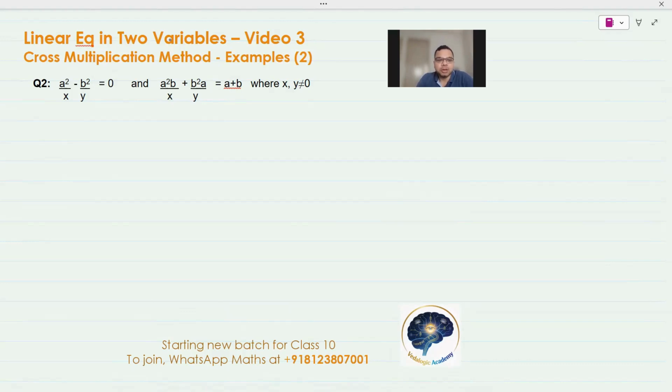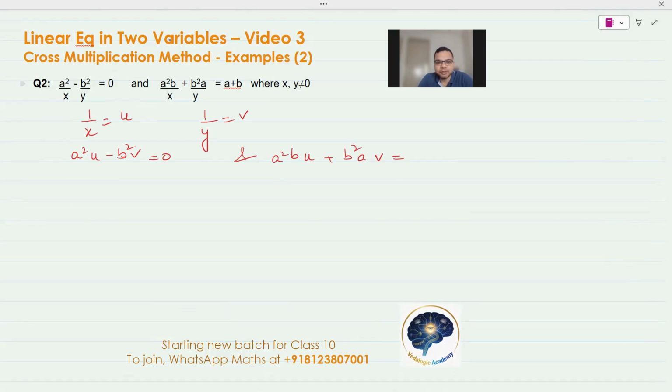Okay. So what I'm going to do here is, see, I know when x is in the numerator, I can solve this question. But now here x is in the denominator. It's a bit difficult for me, right? So what I'll do is, I'll say 1 upon x is u and 1 upon y is v. So the equation becomes a square u minus b square v equals 0, and a square b u plus b square a v equals, let me do one thing.